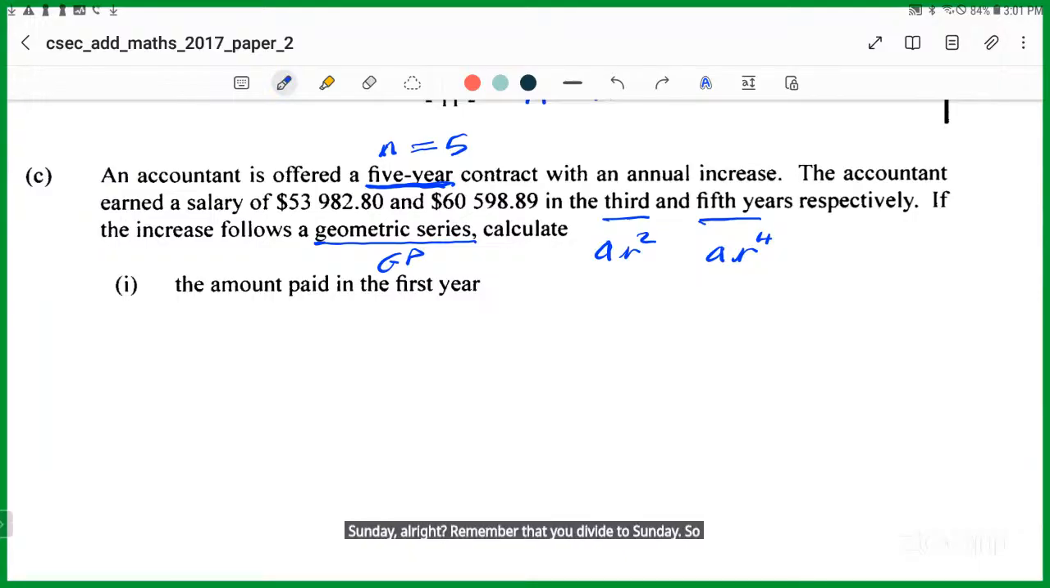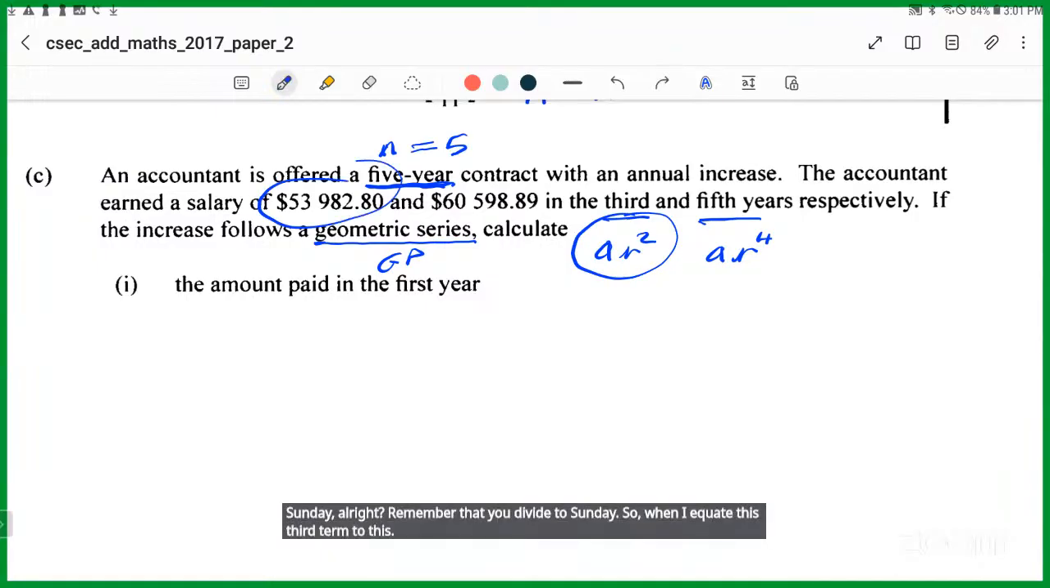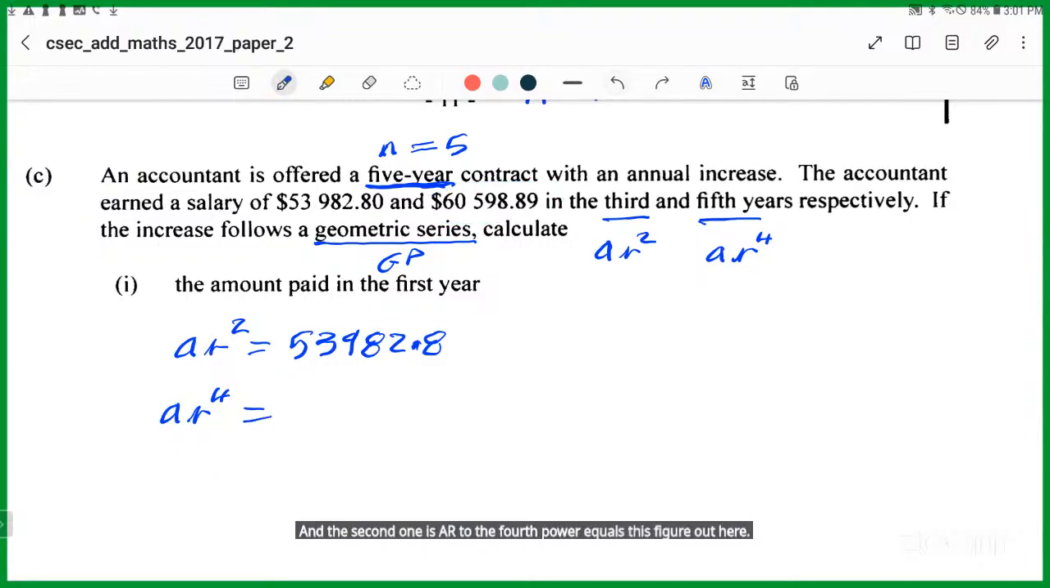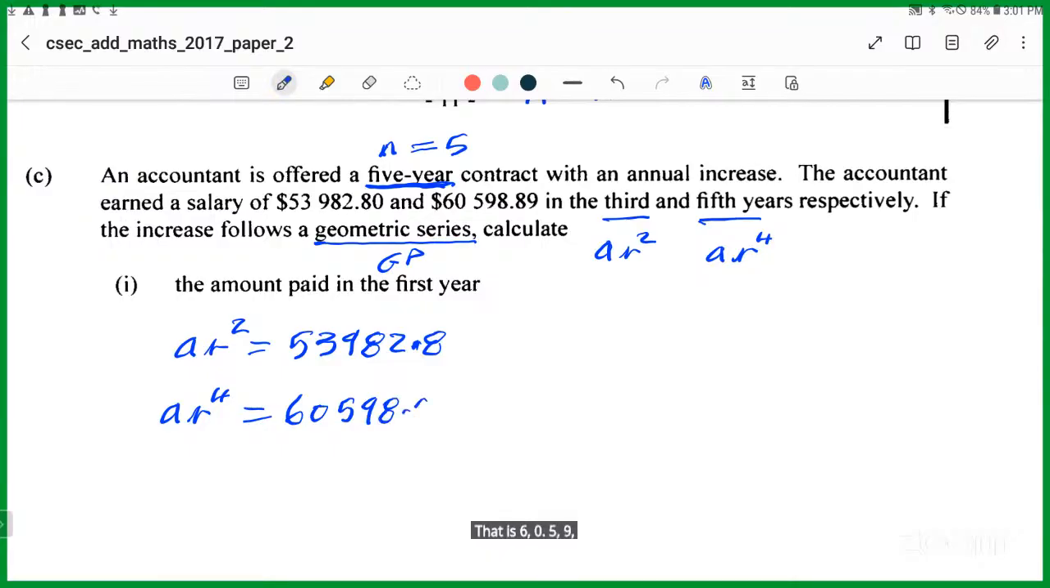So we want to equate the third term to this. That's what it is. So we have ar squared equals, I'm going to leave out the dollar sign for now, 53982.8. We don't need this last zero either when we're talking about money. And the second one is ar to the fourth power equals this figure out here, which is 60598.89.